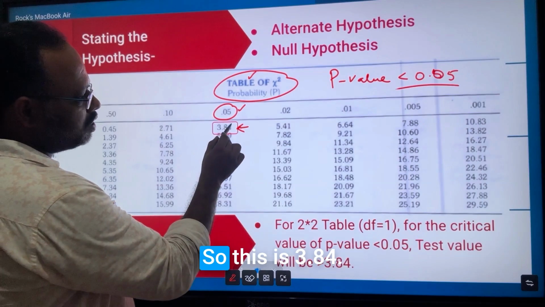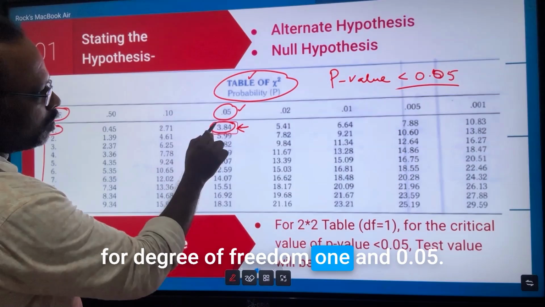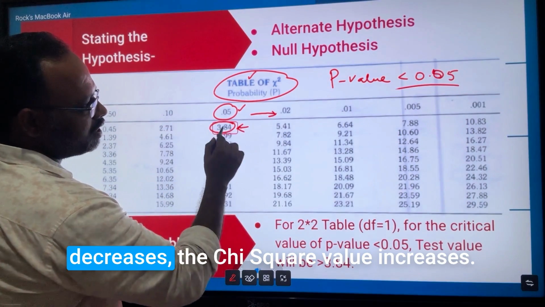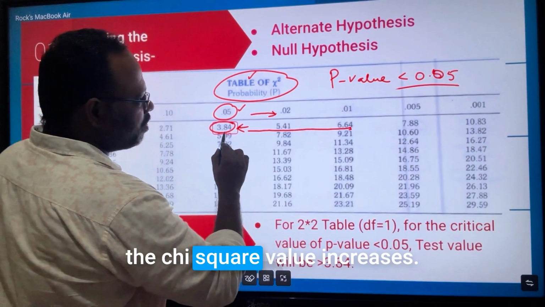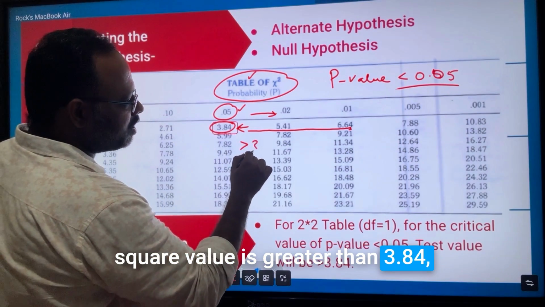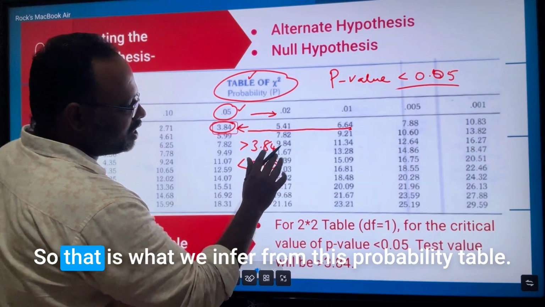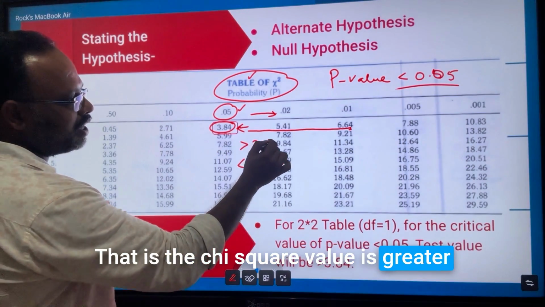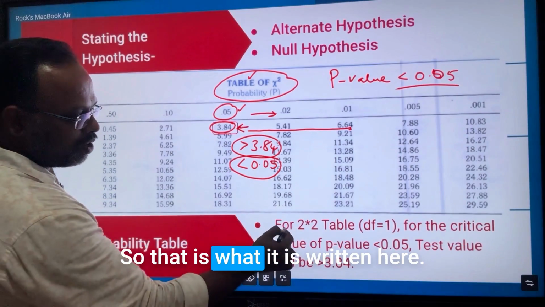we should look. So this is 3.84 we have obtained as the chi-square value for degree of freedom 1 and 0.05. If you carefully look at, as the p value decreases, the chi-square value increases. So as the p value decreases, the chi-square value increases. So we can say, when the chi-square value is greater than 3.84, the p value will be less than 0.05. So that is what we infer from this probability table. That is, the chi-square value is greater than 3.84, you get p value less than 0.05. So that is what it is written here.